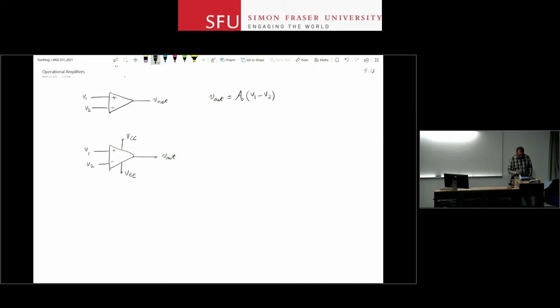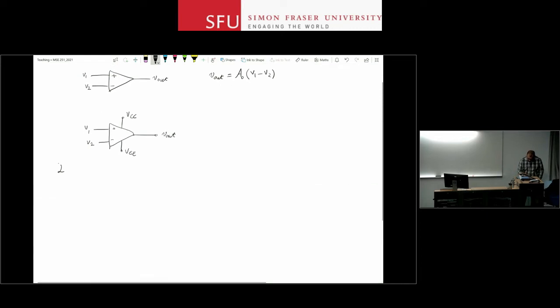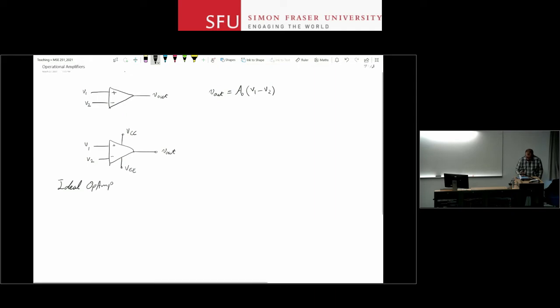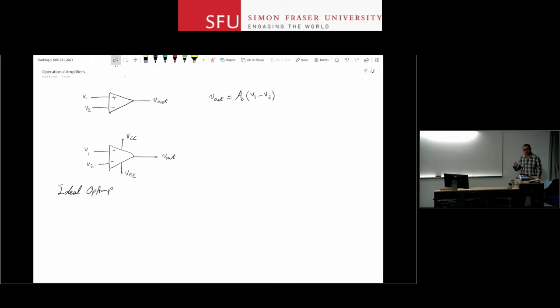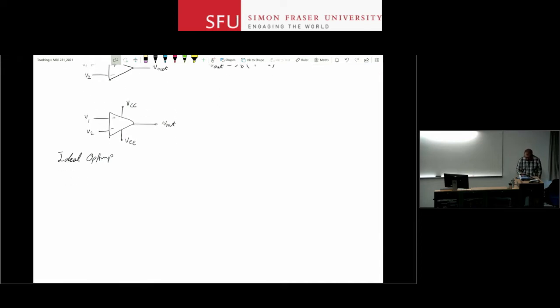Now, what is an ideal op-amp? So if you look at an ideal op-amp, this is how we define an ideal op-amp. Operational amplifier, for short, we call them op-amps. The first thing about an ideal op-amp is that it has an infinite gain. So infinite differential gain.